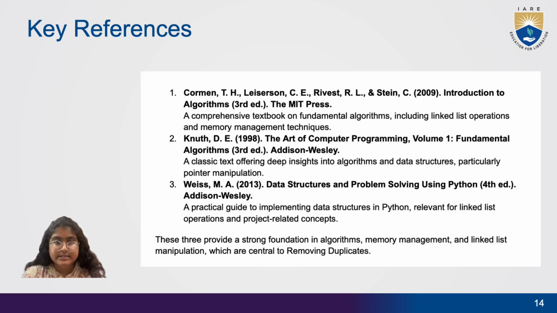The key references for this project include classic computer science textbooks and algorithms guides such as Cormen, Leiserson, Rivest, and Stein's Introduction to Algorithms from the MIT Press, The Art of Programming, and Data Structures and Problem Solving using Python. These resources ensured the approach was robust, scientifically grounded, and aligned with the best programming practices.